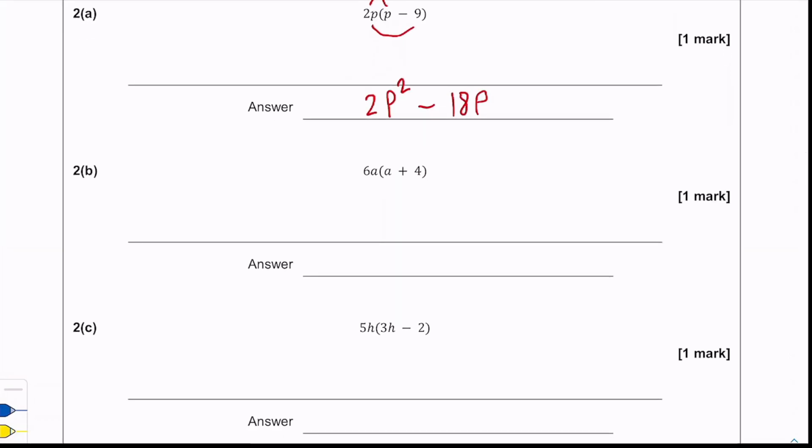So we've got 6a outside the bracket this time, and then a plus 4. So we need to do 6a times by a and 6a times by 4. So we get 6a squared, and then plus 24 lots of a. And for our final question in this style, we have 5h outside the bracket and then 3h take away 2. So in total, we've got 15 lots of h squared, and take away this time 5h times by 2 is 10h.